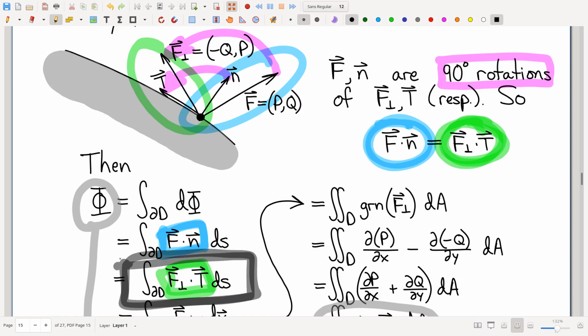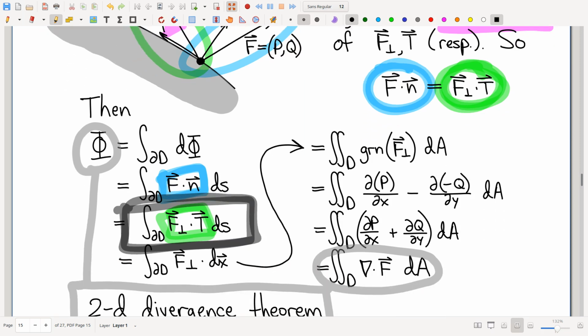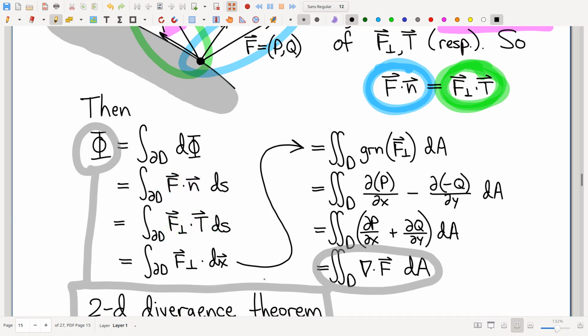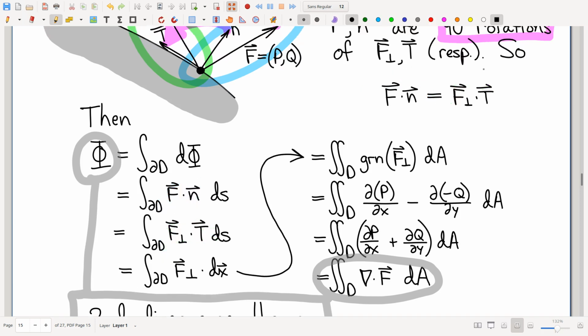We have a regular old, plain old vector line integral that we have lots of experience with computing, right? Because we no longer have n ds, now we have t ds, and t ds is exactly what dx is. So we've turned a problem we don't know how to solve into a problem that we have several tools for solving.